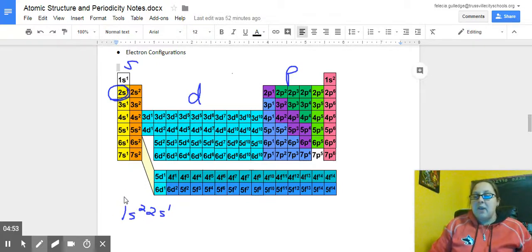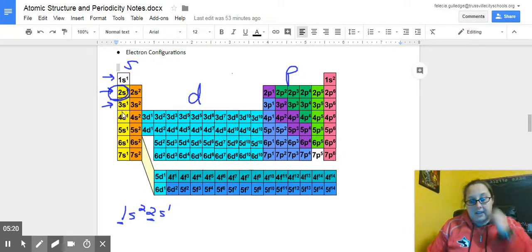Now let me explain what all of this means. The 1, this number in front, or the 2, whatever you have here, these numbers represent the period or the energy level. Periods or energy levels are your different rows. So you see that this first row is the first energy level. The second row, second energy level, third, you guys get the idea.